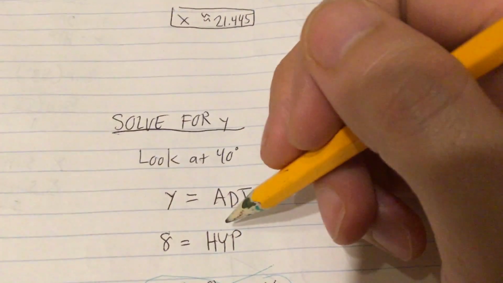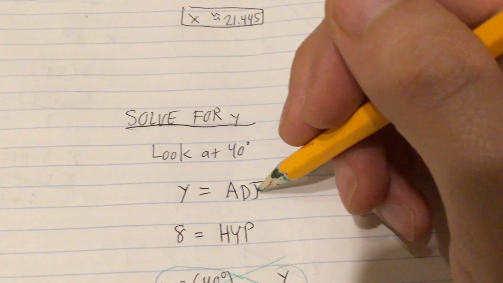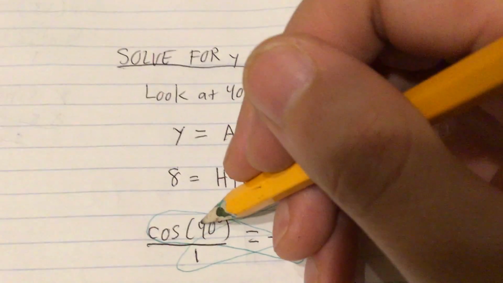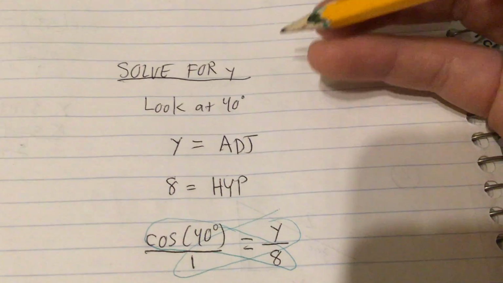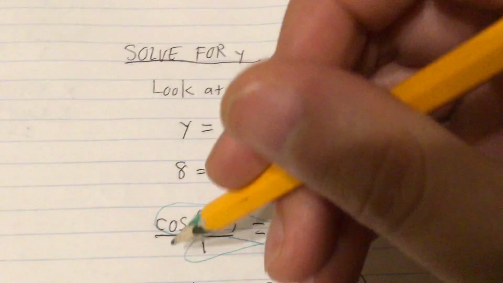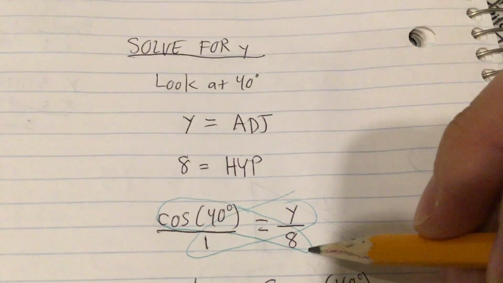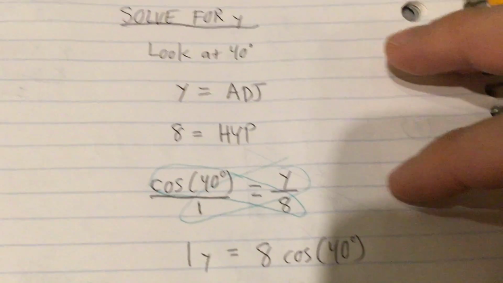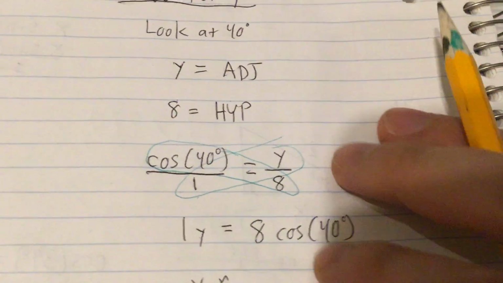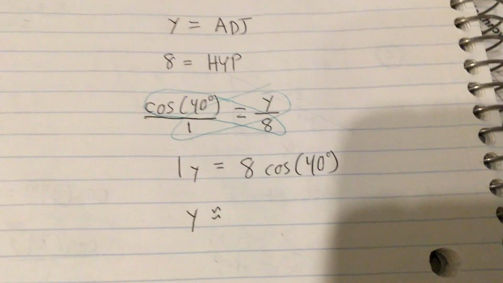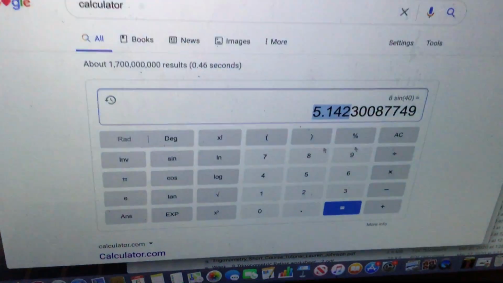Okay, now if I look at y, y is the adjacent side of 40 degrees and 8 is the hypotenuse. So I'm going to use CAH. That means I'm going to use the cosine of 40 degrees is proportional to y over 8. Now I'm going to cross multiply, 1 times y and 8 times cosine of 40 degrees. So 1y is equal to 8 cosine of 40 degrees, and this is where I left off. So here we are. Now there's going to be some writing. So I got 8 cosine of 40 degrees.